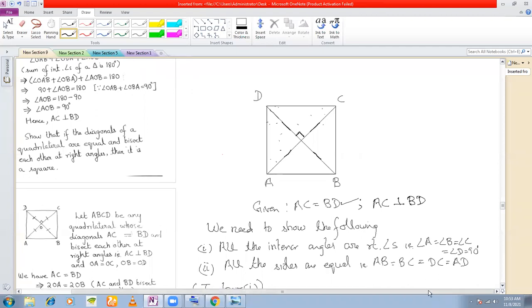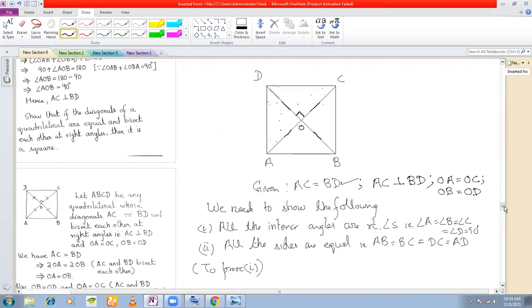And what else do we know? We know that the diagonals bisect each other. That means if I call this point O, OA must be equal to OC, and OB must be equal to OD, right? This is what we know. So let's now show the first part, that all the interior angles are 90 degree.